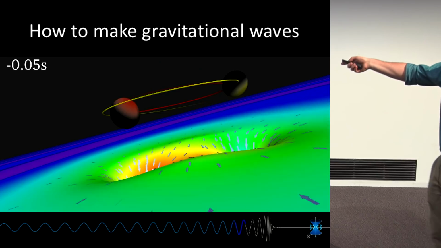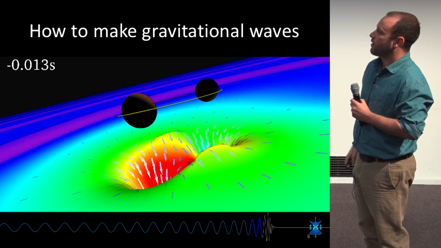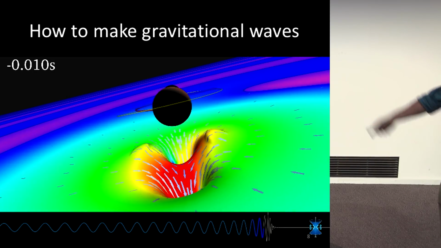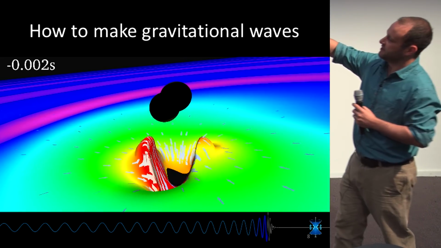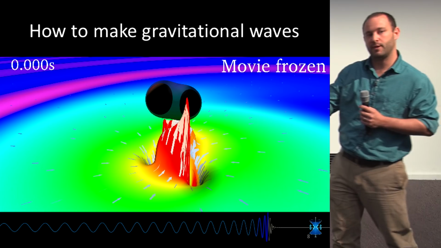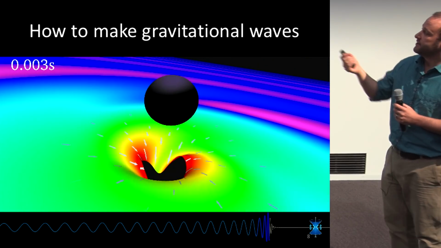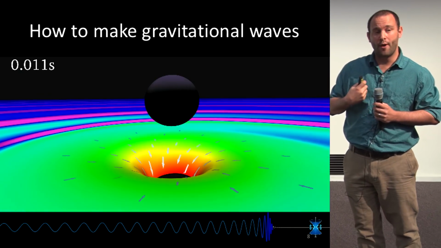The amplitude of the signal grows, it gets louder and louder. We're slowing the movie right down now so you can see what's happening. You can see this curvature of the space-time in the colors. You can see these ripples going out. Now we've frozen the movie because at this point those two black holes have actually collided, in the sense that the two event horizons have touched and we just form one black hole.